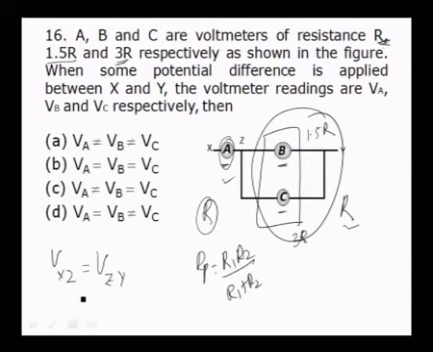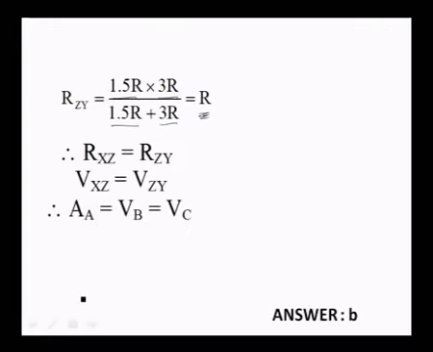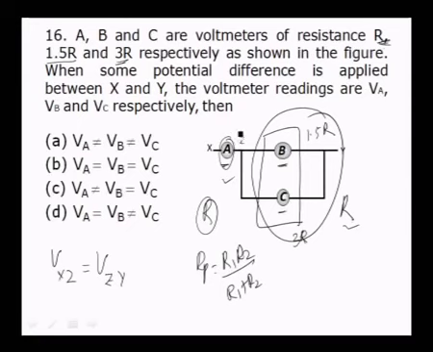Therefore, VA is equal to VB. Therefore, the voltage across this and the voltage across this should be the same, no change. Therefore, the correct option is B.